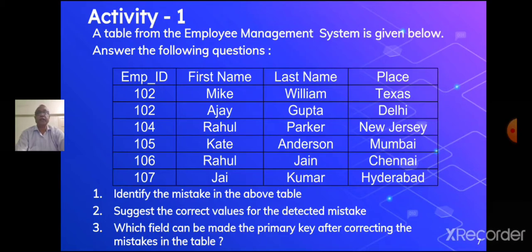The second question is, suggest the correct value for the detected mistake. The suggested value should either be 101 or 103, which is not in the database. Let us come to the last question. Which field can be made the primary key after correcting the mistake in the table? Obviously, children, EMP underscore ID is to be made as primary key.